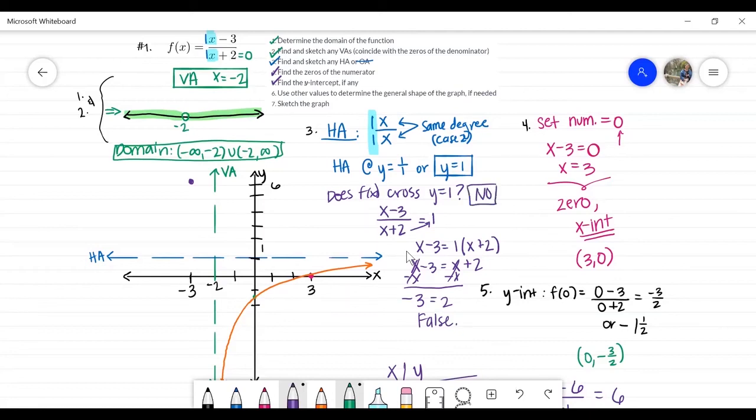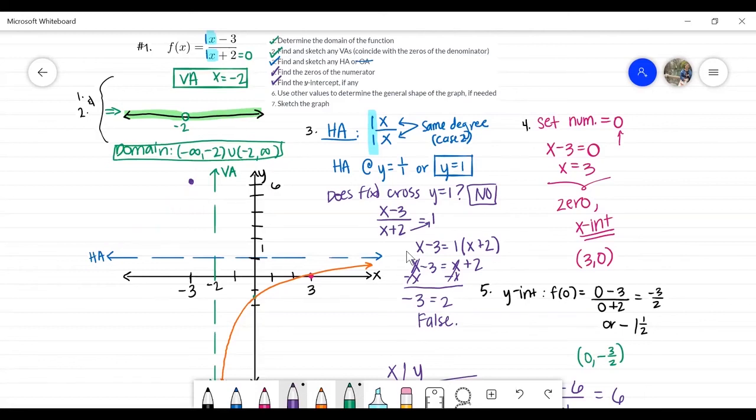Well, that's false, right? Which means no, it does not cross. So we're definitely going to stay below this horizontal asymptote; it won't cross through. And like I said, it's not super common, but just finding this one point up here is actually a really good indicator that we're going to be somewhere up here as far as a curve goes.